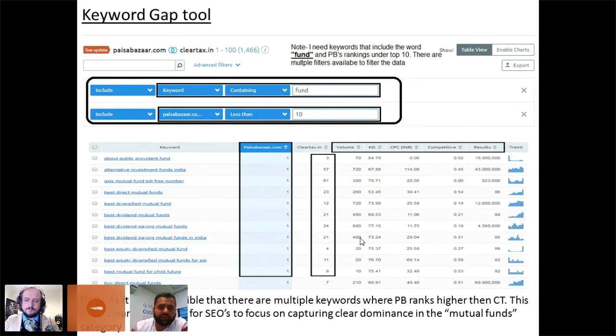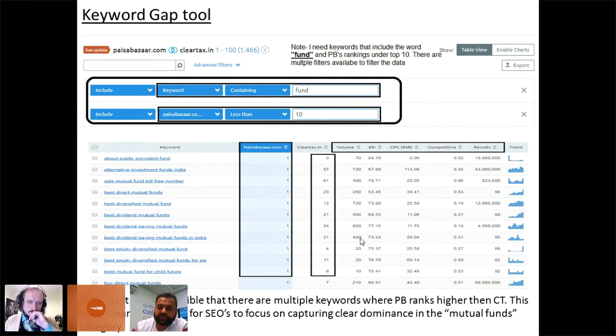I'm including all the keywords that have the word fund, and where Paisa Bazaar's organic position, where they have rankings, is under 10. By doing this analysis in less than 5 minutes, I get to know the top 15 keywords where ClearTax is not ranking and Paisa Bazaar is ranking.